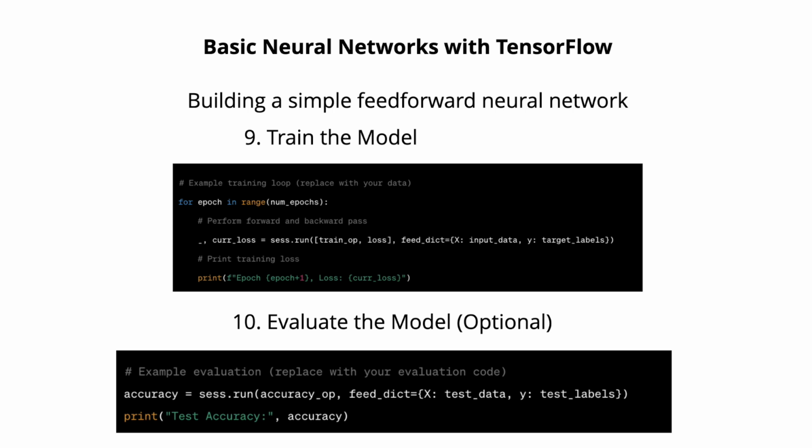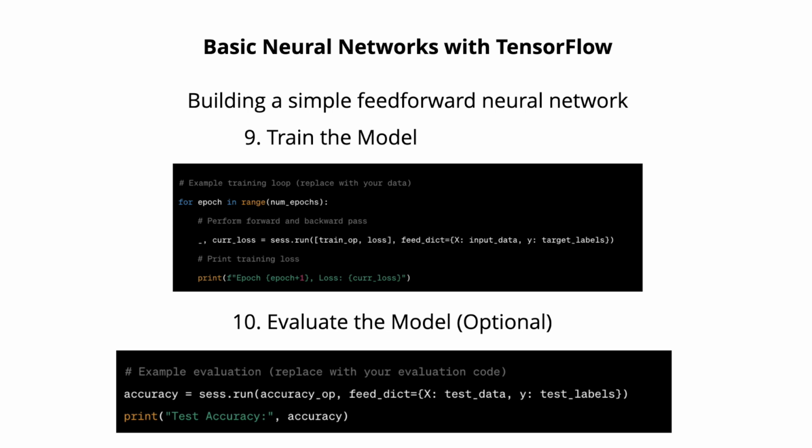Step number 10, the last one, is evaluating the model. This is an optional step. After training the model, evaluate its performance on a separate validation or test dataset to assess its accuracy and generalization ability. You can do that by saying accuracy equal to session.run. You pass the accuracy operation as the first input, then feed_dict equal to X test data and Y equal to test labels. Print the test accuracy, and you'll get the accuracy.